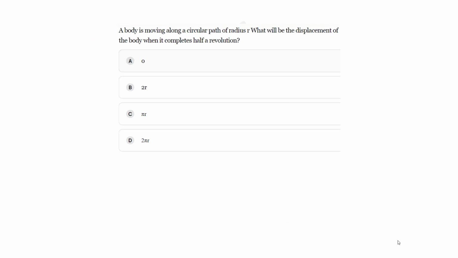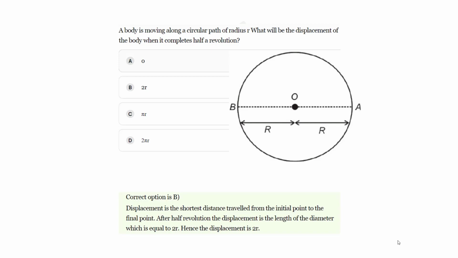One more example. A body is moving along a circular path of radius r. What will be the displacement of the body when it completes half a revolution? So, half a revolution means he has traveled half a circle. If the radius of that circle is r, then the body's displacement will be 2r. Because he has traveled half a circle, the displacement will be through the diameter, from one point to the opposite point of the diameter. So, you have to take the displacement as 2r. Isn't it? So, here option B will be the right answer.